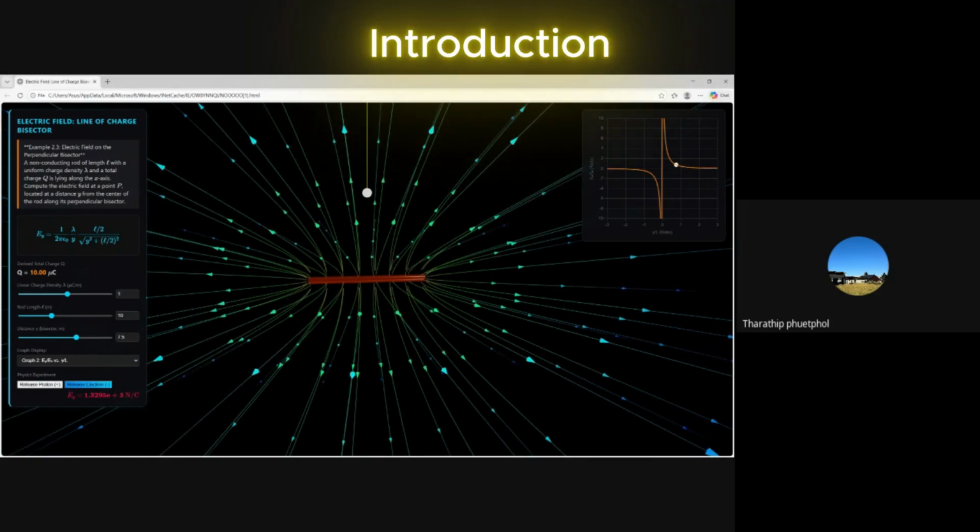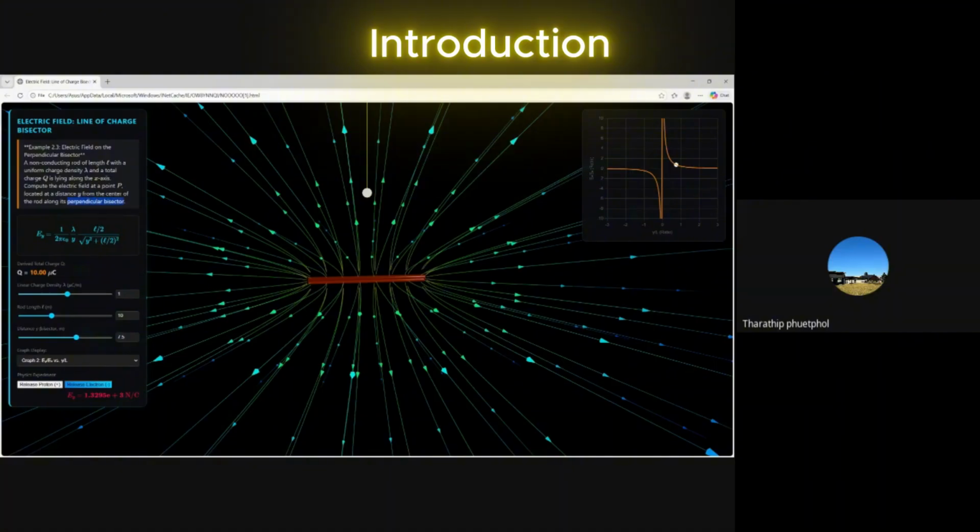Today we will present the electric field on the perpendicular bisector of a line charge. In Example 2.3, electric field on the perpendicular bisector, we consider a non-conducting rod of length L with a uniform charge density lambda and a total charge Q, laid along the x-axis. To find the electric field at a point located at a distance y from the center of the rod along its perpendicular bisector.